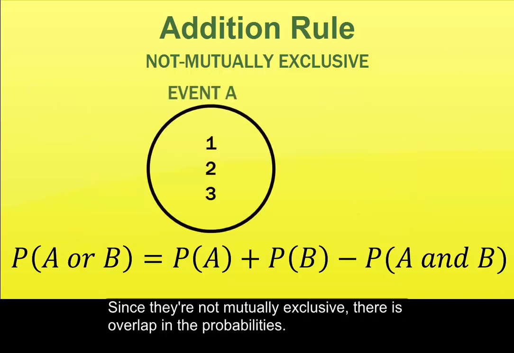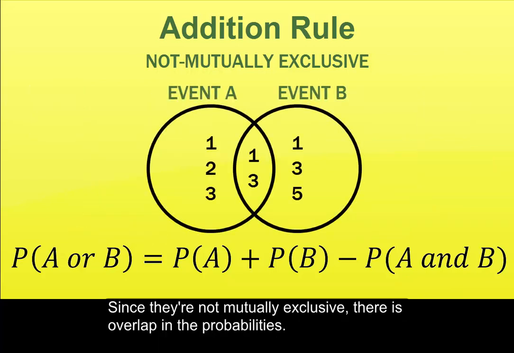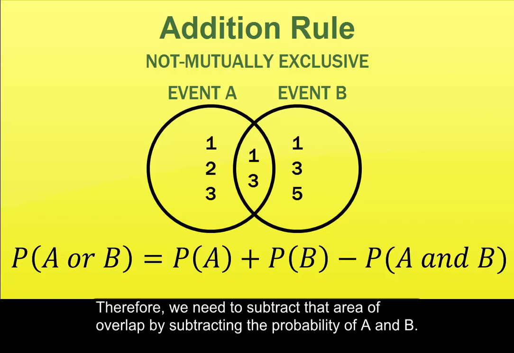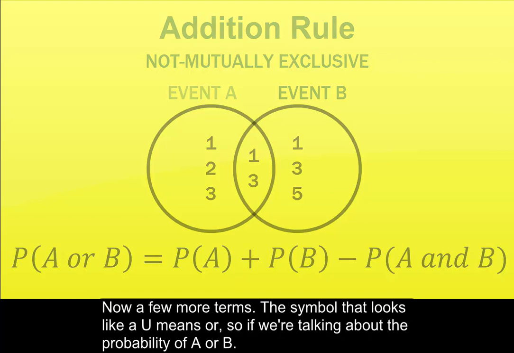Since they're not mutually exclusive, there's overlap in the probabilities. And essentially by adding the probability of A plus the probability of B, we are now capturing that space of overlap twice. Therefore, we need to subtract that area of overlap by subtracting the probability of A and B.